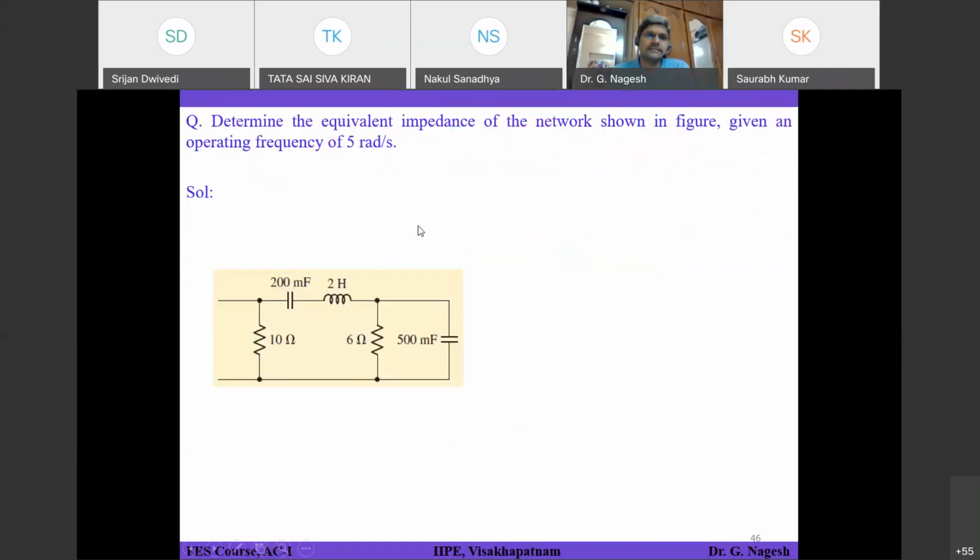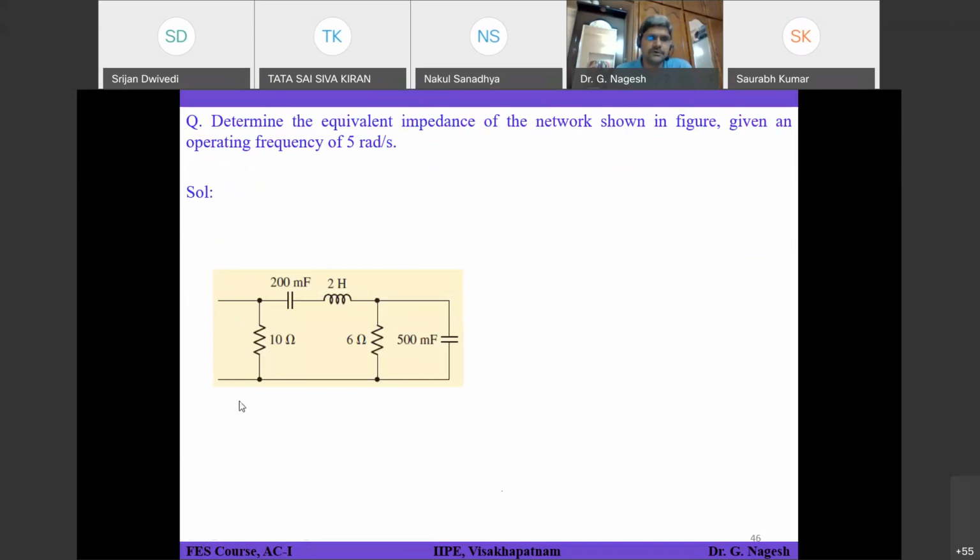Next, a little more is given. Determine the equivalent impedance of the network shown in the figure, given an operating frequency of 5 radians per second. So 5 radians per second is your omega, and they are asking us to find the equivalent impedance seen from the left side open circuit terminals.